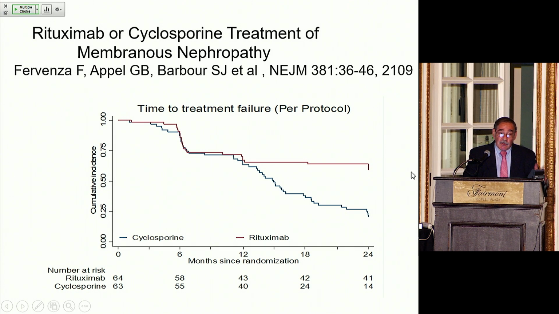The editorial that Ruggenenti wrote with it in the New England Journal said that he thinks this should be the first-line drug for membranous nephropathy. And since the biosimilar is already out in the UK and other places, when the biosimilar comes out here and the price comes all the way down, it may very well be.